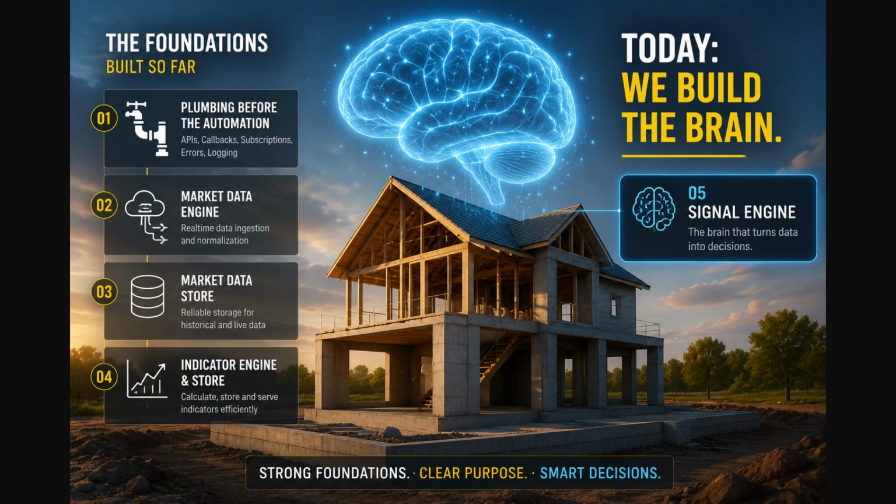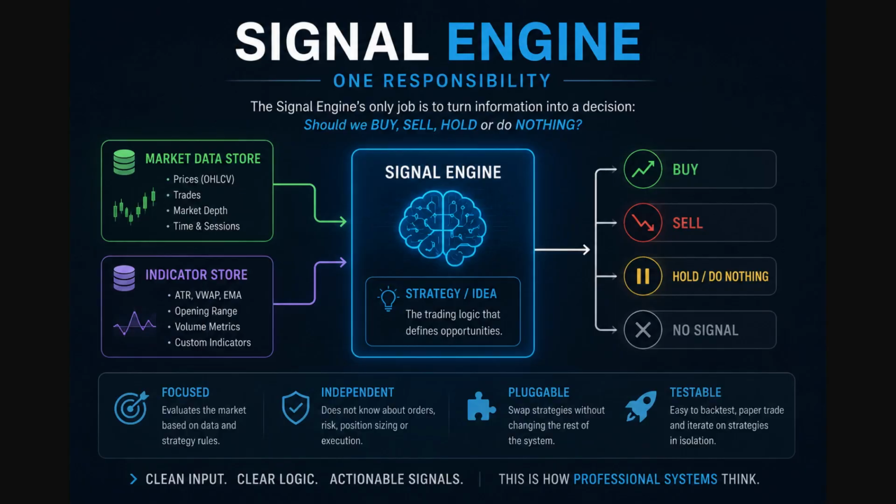Now, the signal engine can focus on its one responsibility: turning that information into trading signals, without having to worry about where the data came from or how the indicators were calculated. Before we implement our first strategy, let's first design the signal engine and define exactly what its responsibilities are. At the heart of the signal engine are our ideas, our trading strategies. This is where market information is transformed into trading decisions. You can think of the signal engine as the decision-making center of our trading bot.